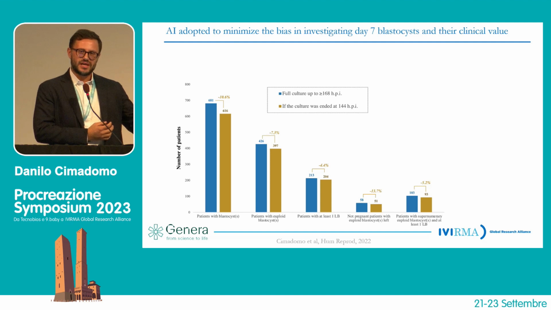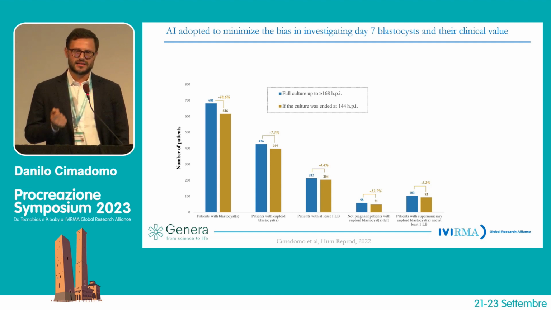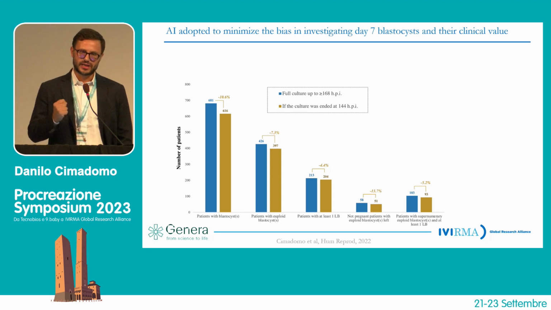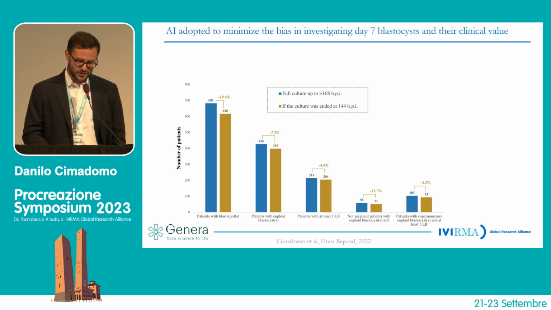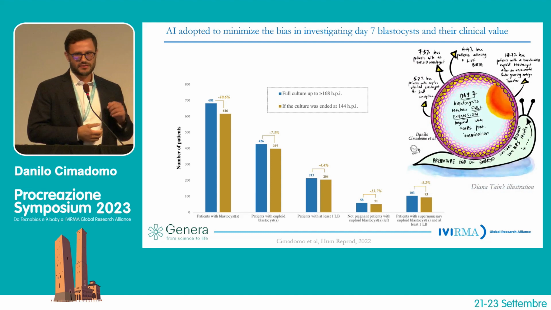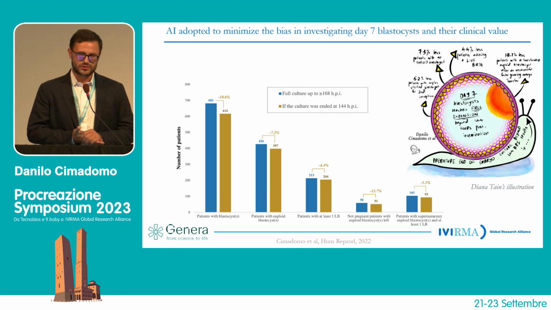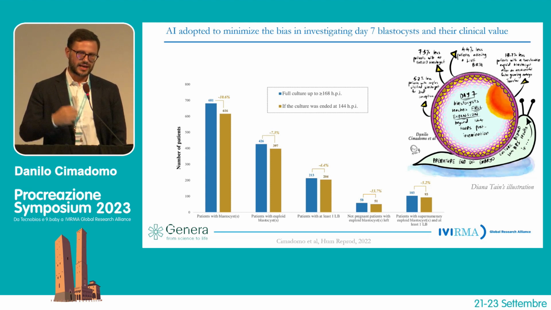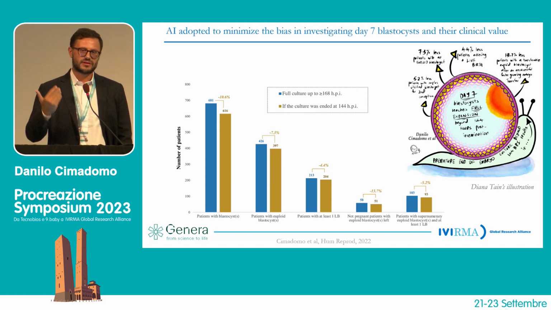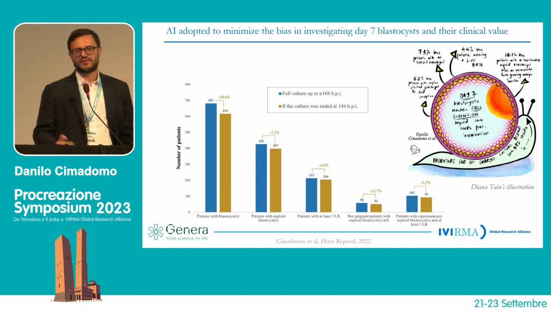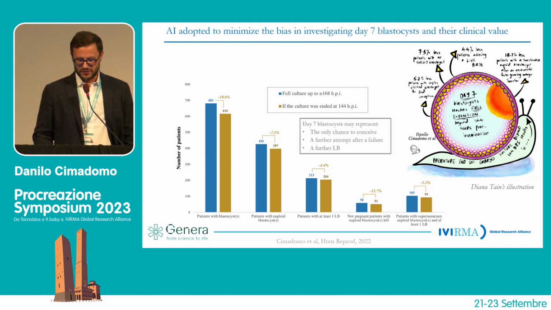We try to translate this information clinically. So what does this mean for the patients? We did this exercise, just simulating what would have happened had we stopped culture at 144 hours post-insemination. Our patients would have suffered about a 4% decrease in the chance of having a baby, about a 14% decrease in the chance of having additional embryos to transfer after a failure, and about a 5% decrease in the chance of having a second live birth after conceiving from a faster growing embryo.